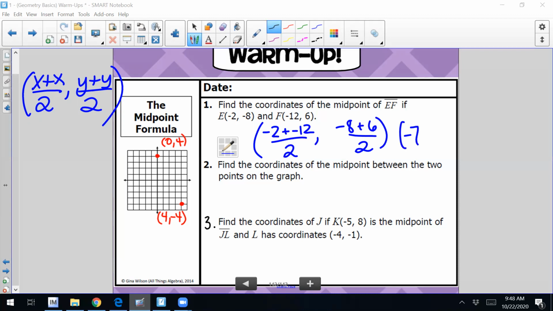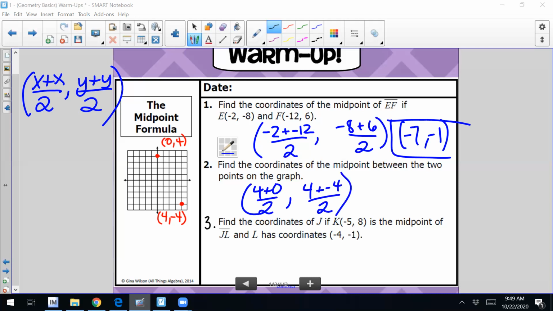Then what's -8 plus 6? Negative 2. What's negative 2 divided by 2? Everybody good with this? Easy? All right, on the next one, you're doing the same thing, just with the coordinates of the point. So you've got 4 plus 0 divided by 2, and 4 plus negative 4 divided by 2. So that's going to be 4 divided by 2, which is 2, and 4 plus negative 4 is 4 minus 4, so 0 divided by 2 is 0.